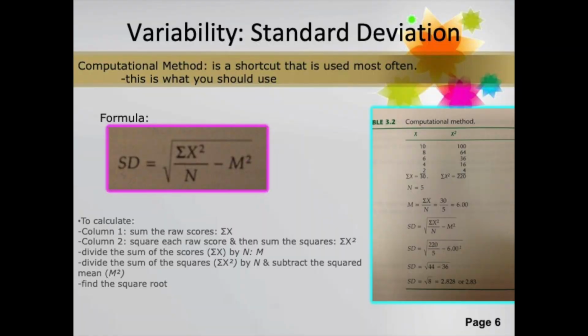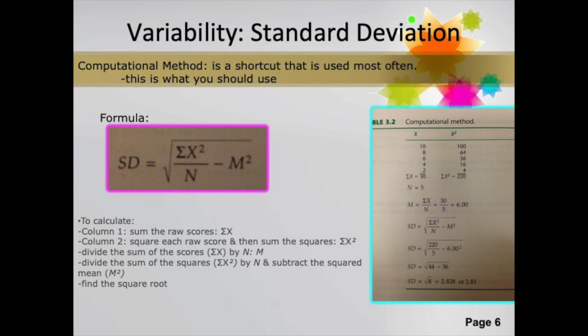Okay, so maybe that gave you some more clarity on what the standard deviation is, but if not, that's okay, because we don't use that method anyways. We use the computational method. It's a shortcut. Basically, we eliminate 2 steps from the deviation method, and this is the one that we're going to use in our class.